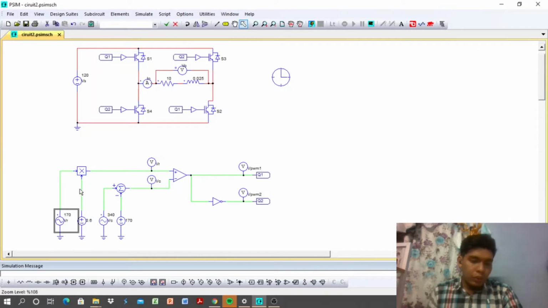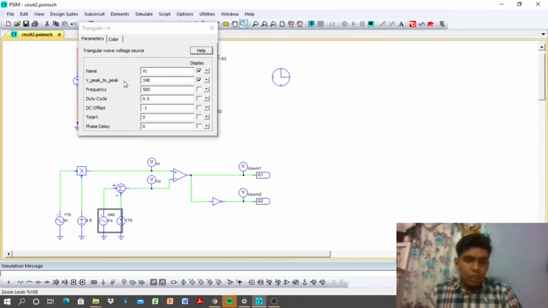We connect that at the multiplier. For the VC, we know that the VC is 170 that we get from MA equal to VR over VC, and we multiply by 2 because it is 1 volt peak to peak. The FC, as we know, in the question is 500 Hz.